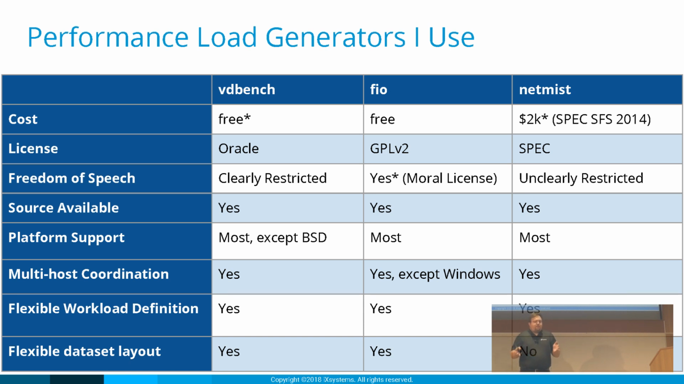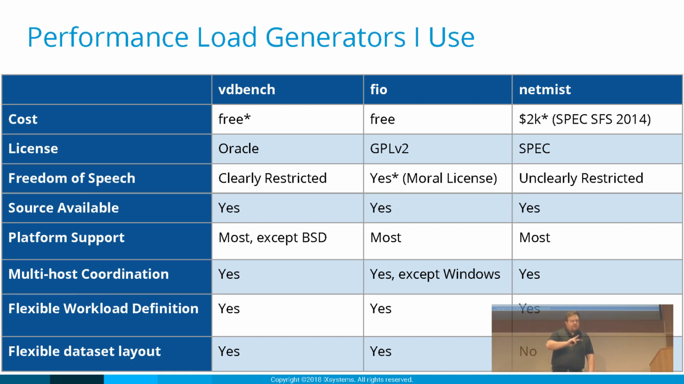And VDbench and NetMist have no problems with this. For FIO, it seems to me that the FIO server component was just not written to work on Windows, and I believe the author has acknowledged this. Someone could rewrite it to use threads instead of processes, and it should work. So that is one of my major problems with FIO, because I like to use Windows load generators to test SMB protocols.